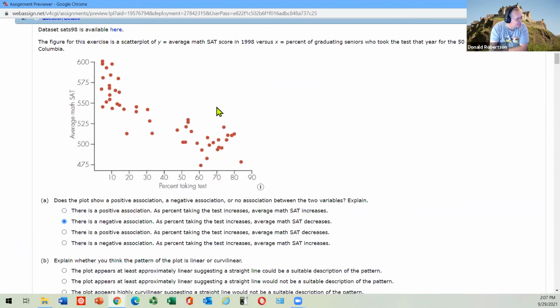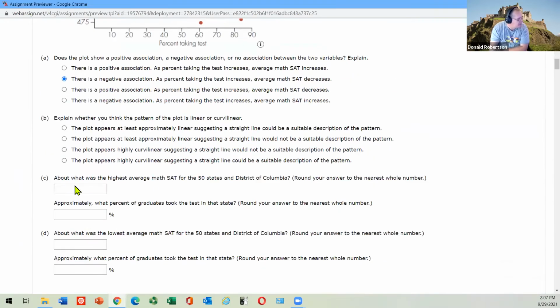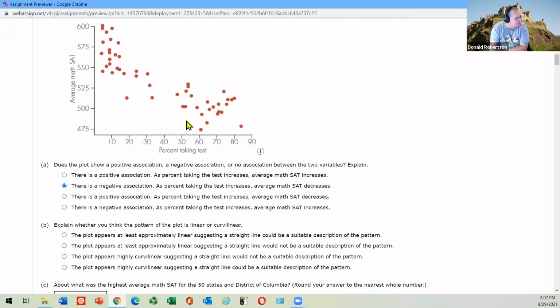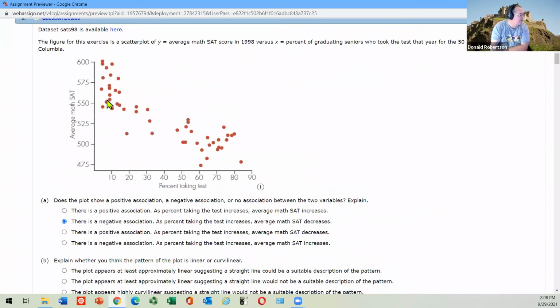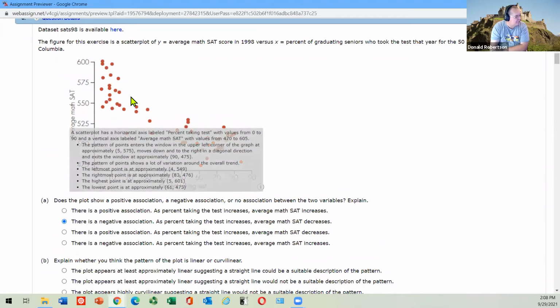Oh, here's some questions from the scatter plot. Let's do them. I forgot to do things like that. About what was the highest average SAT score? So each one of these dots is actually a state. That's interesting. So what's the highest SAT score? The highest SAT score would be that dot there. Would you agree? Now, I could try and guess it, but if you click on the thing, it tells you. Can you see what the highest SAT score is? 605. You see it there?